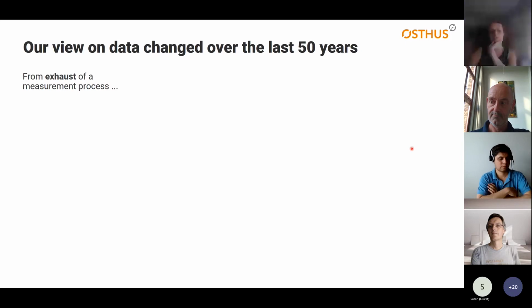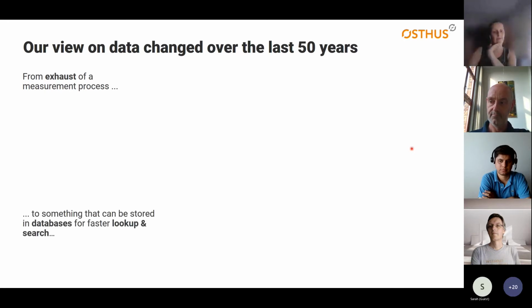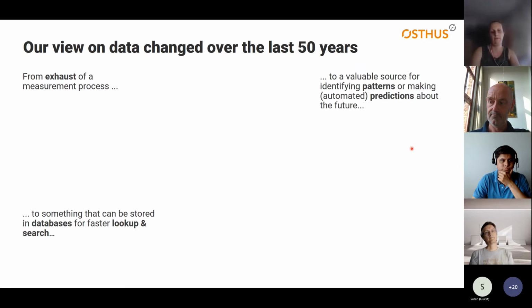Originally, a lot of the data was more of an exhaust of a measurement process. I'm interested in one or two data points, but the rest is just often treated as exhaust. More and more, because storage is cheap and compute is becoming cheaper, it can be stored in databases and made available for lookup and search. It's becoming an increasingly valuable source for identifying patterns.